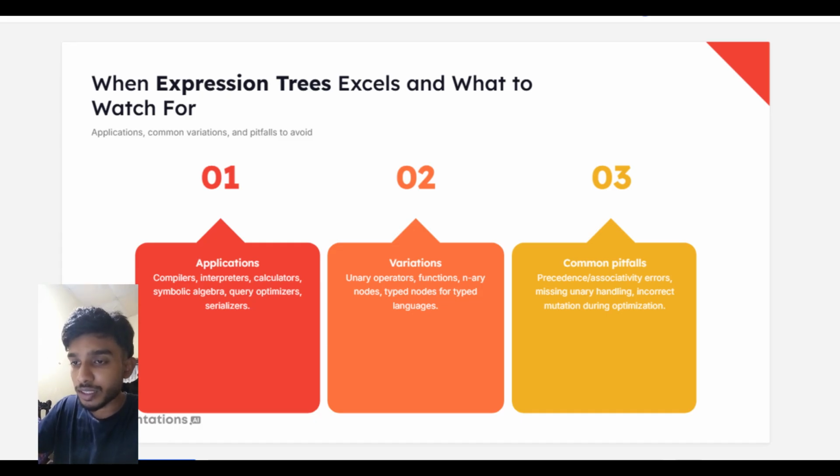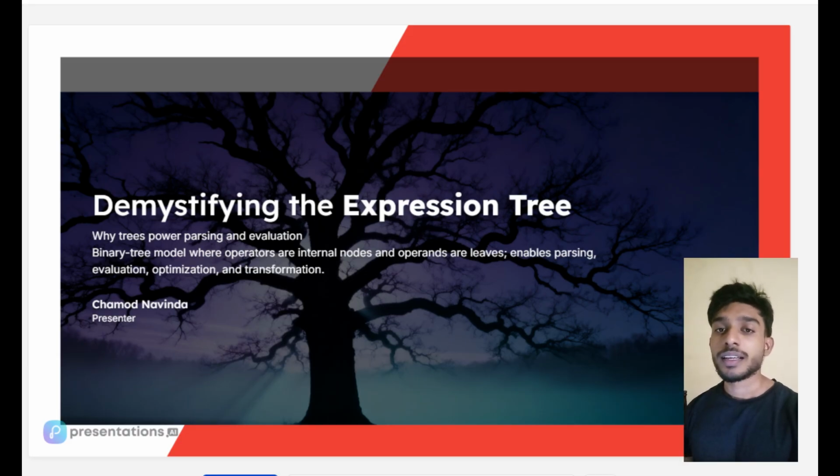Third one, pitfalls. Watch out for precedence and associativity errors. When building your tree, don't forget to handle unary operators. They are easy to miss, and be careful when optimizing or modifying the tree that you don't break its structure. In this video I explained the definition and purpose of an expression tree, how operands and operators are represented as nodes, and basic traversal to evaluate the expression.